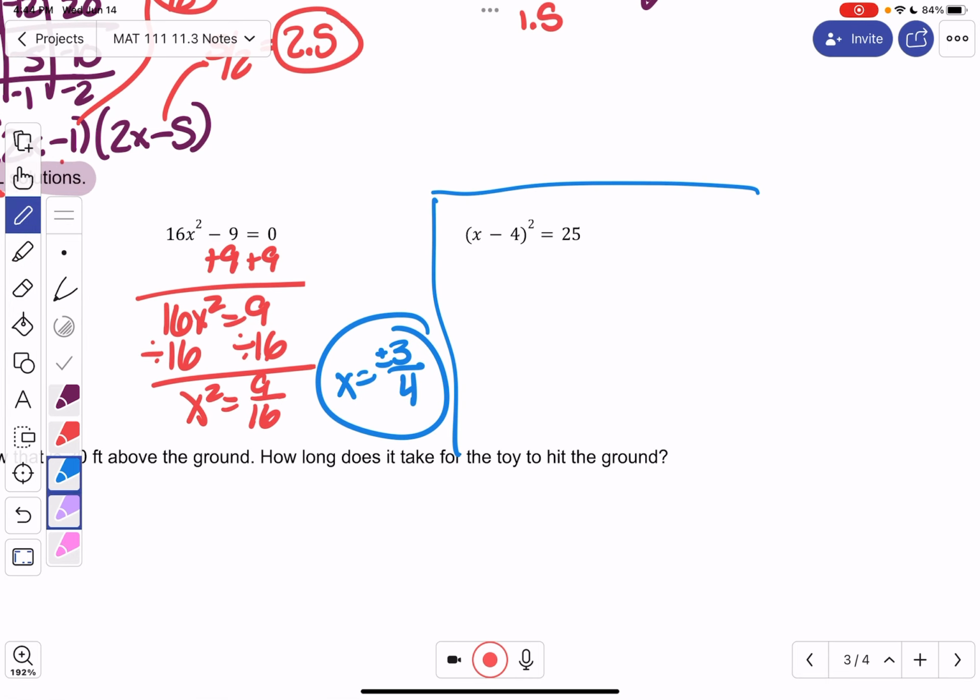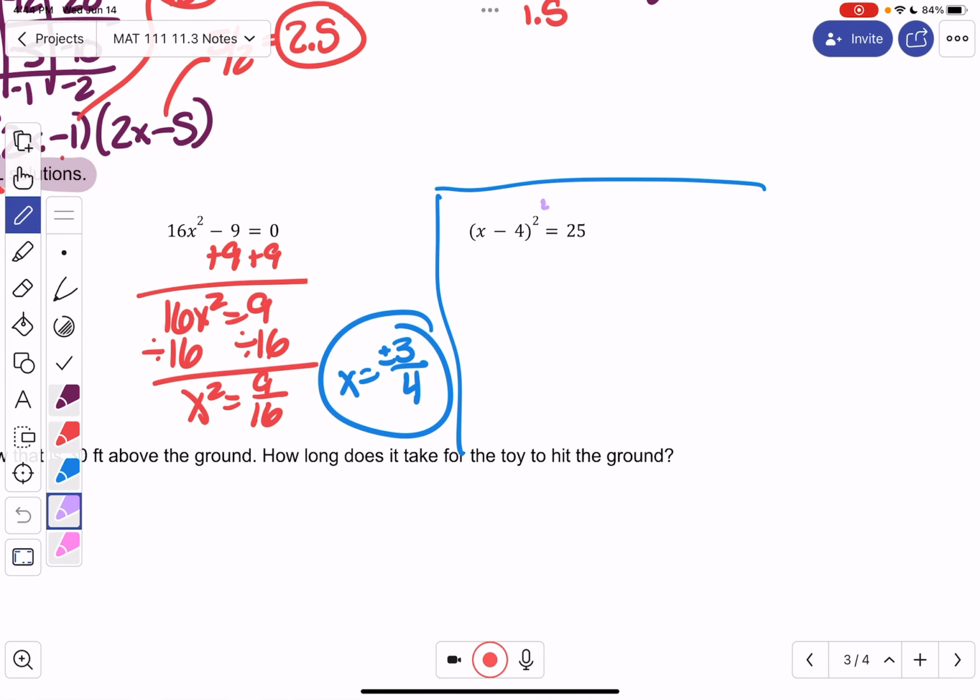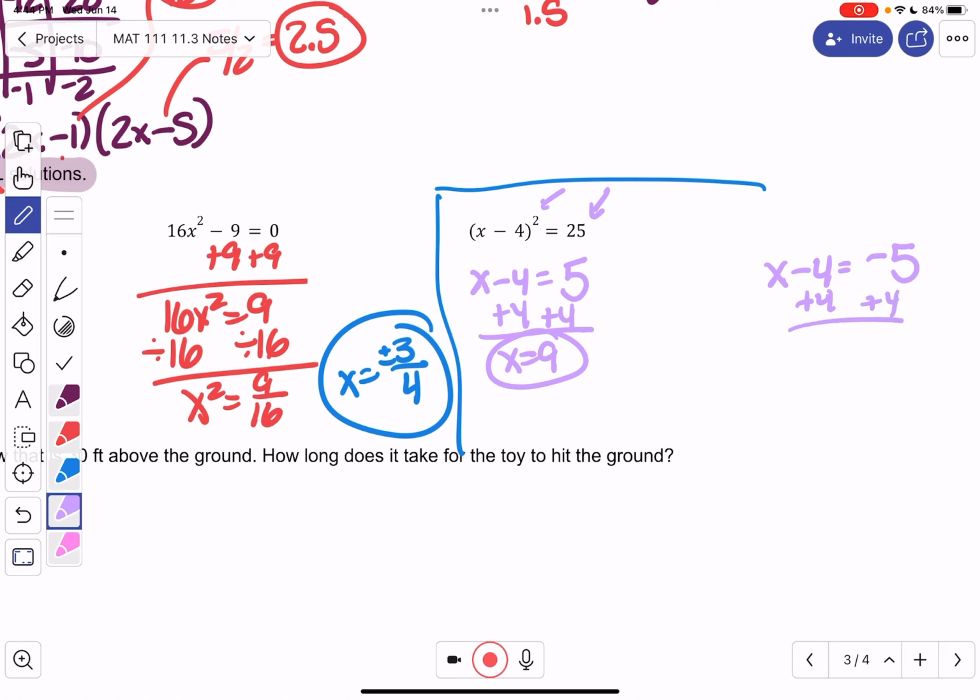When you have one like this, it already has the squared by itself, so we have to take the square root before we can do anything. When we take the square root of what's in the parentheses, it just stays what it is. The square root of 25, that's where we see our positive and our negative. Now we can solve this to get our 2 solutions. One is 9. One is negative 1. Those are the 2 solutions.